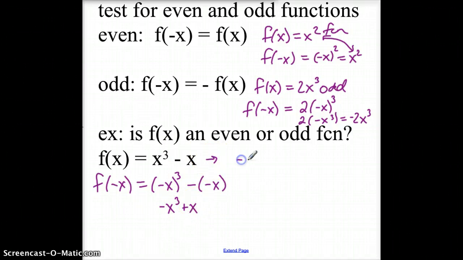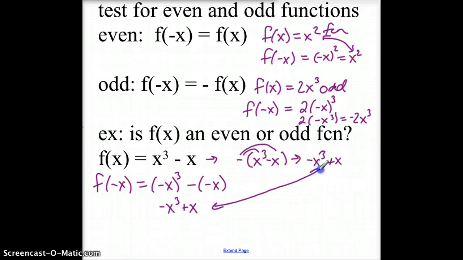So let's see, if we take that original function and put a negative in, negative x to the third plus x, because negative x to the third, and a negative times a negative is positive. So that is equivalent to this, so we know this is an odd function because we do not get the exact same thing we started with, but we do get the exact opposite of what we started with. So this original function is an odd function.